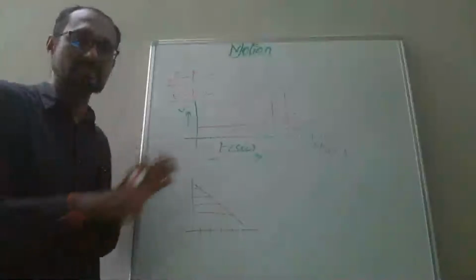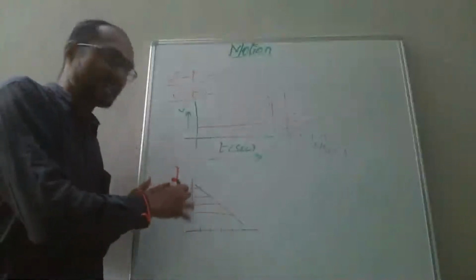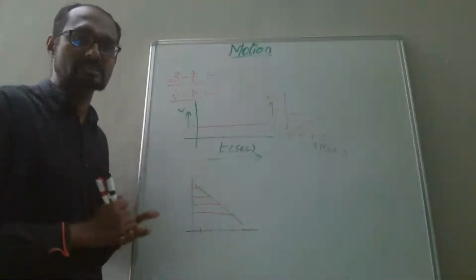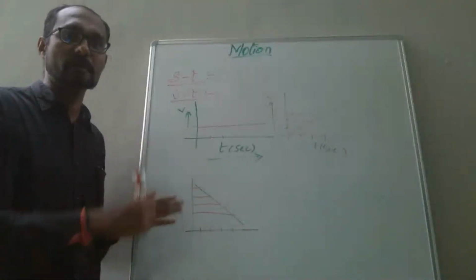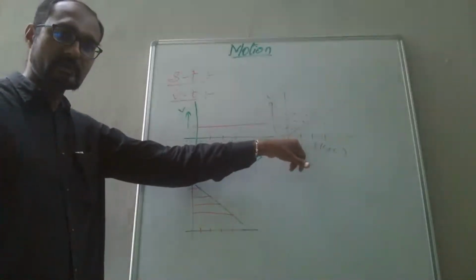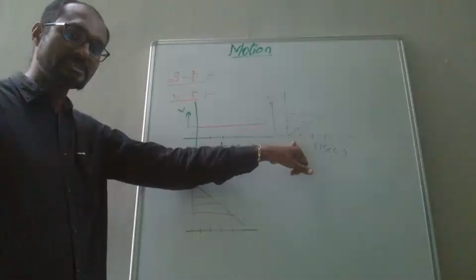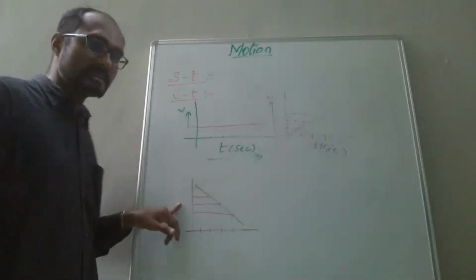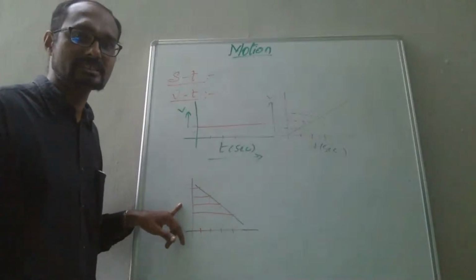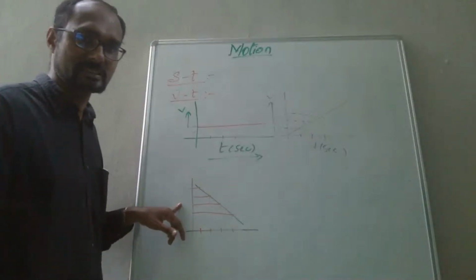Okay, we said if there is change in velocity, there is acceleration. But here, the change in velocity is negative. Instead of increasing, there is a decrease in velocity. So we say uniform retardation. So this is uniform acceleration because final velocity is more than initial velocity. We call this uniform retardation because final velocity is less than initial velocity.